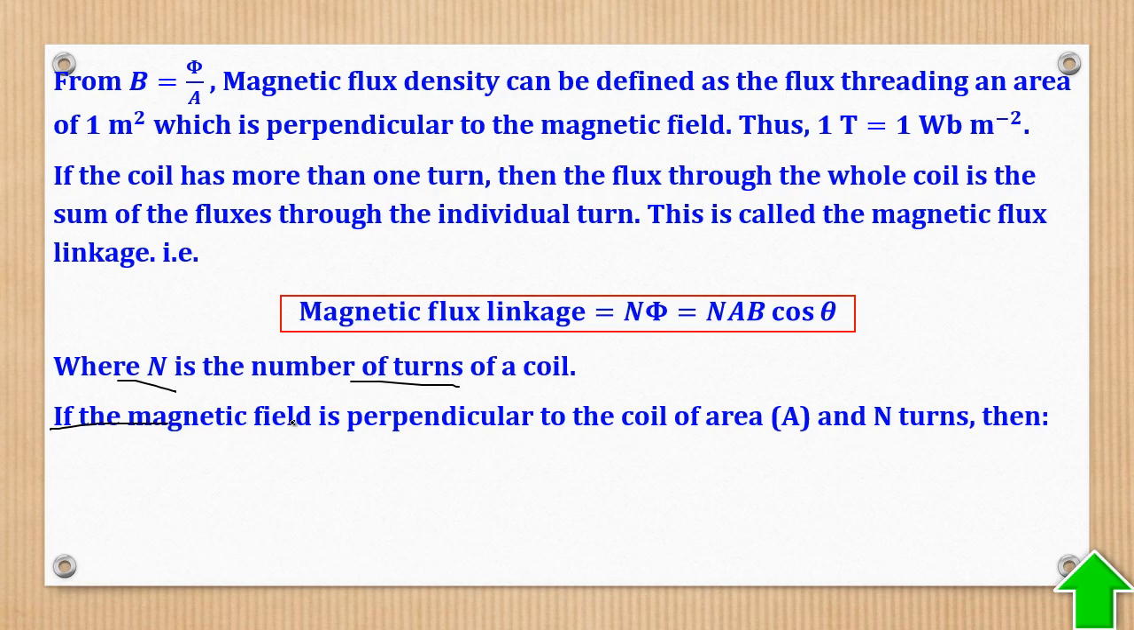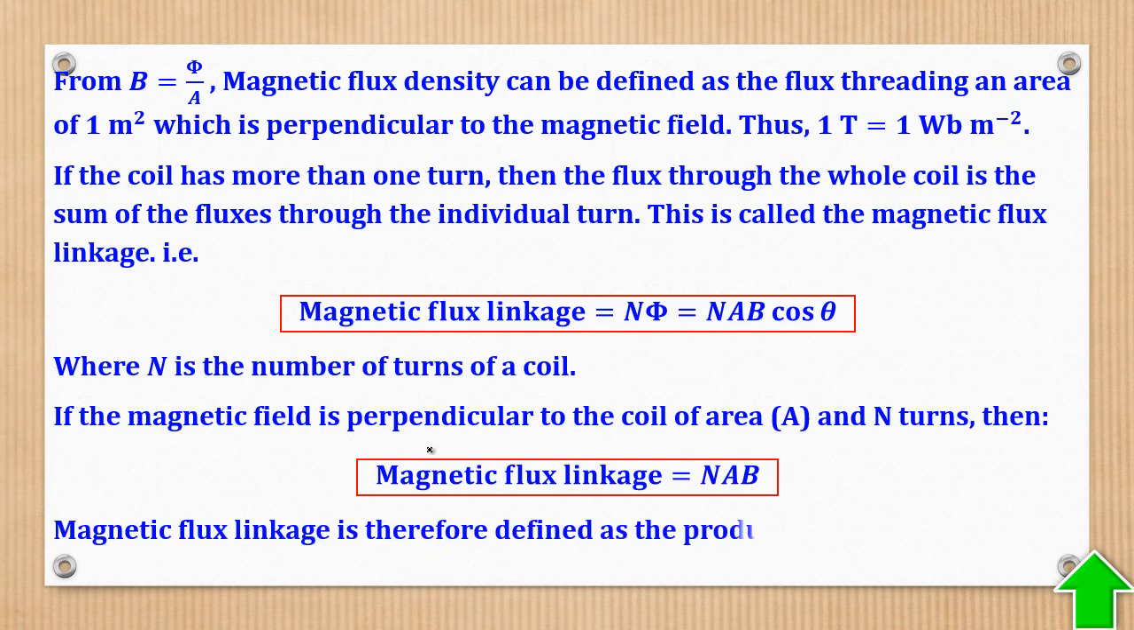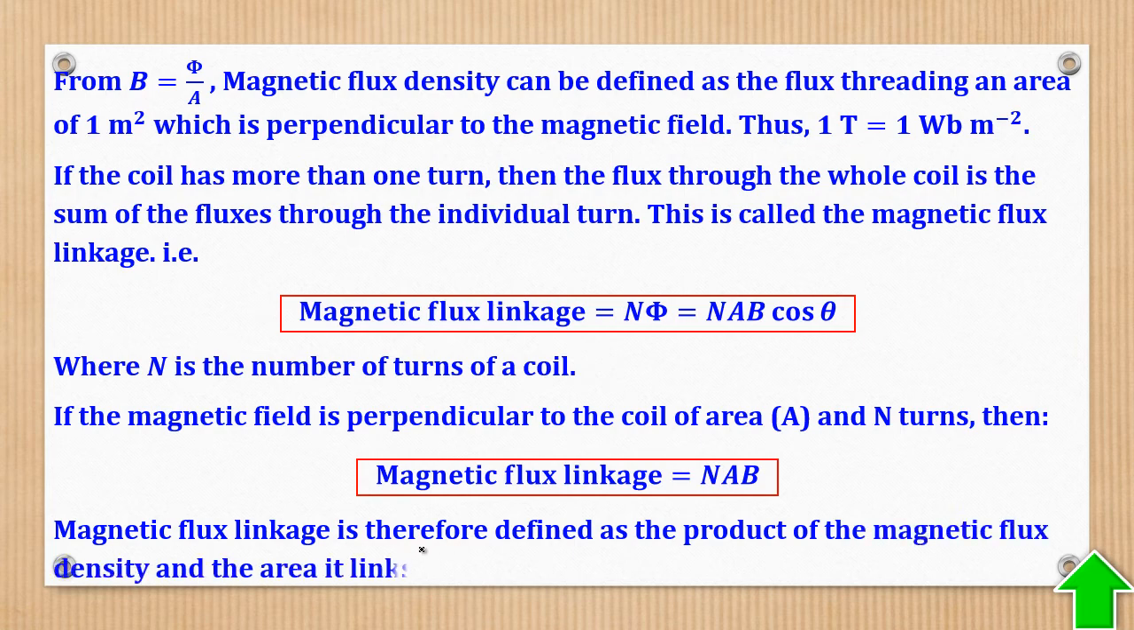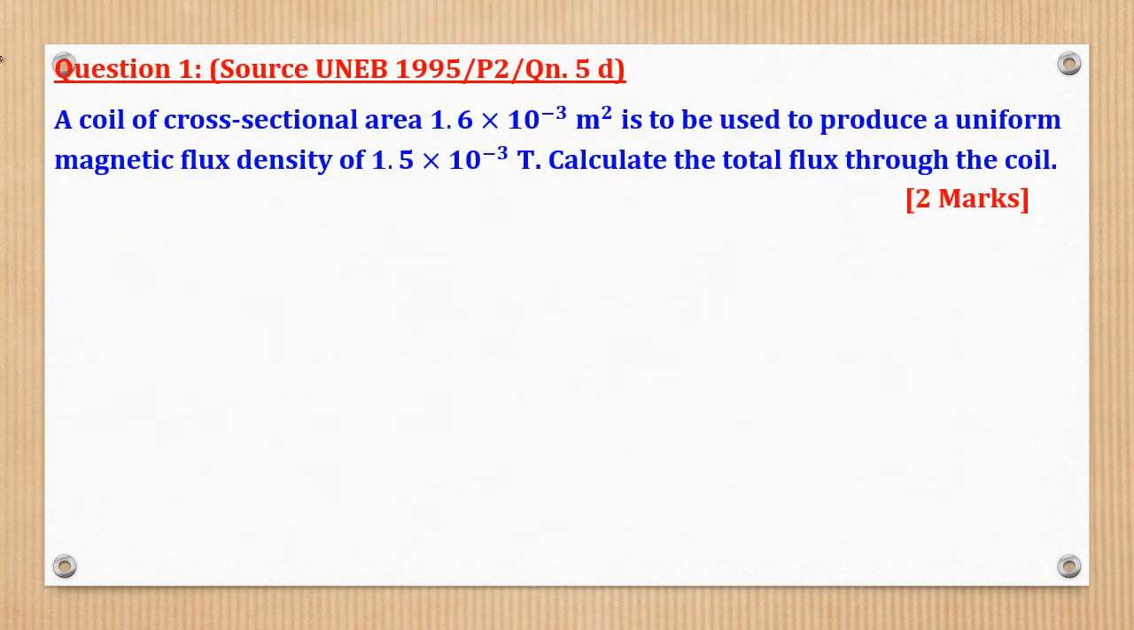If the magnetic field is perpendicular to the coil of area A and n turns, it implies that magnetic flux linkage is NAB. So now we can define magnetic flux linkage as the product of the magnetic flux density and the area it links perpendicularly. So with that, we shall go through some questions.